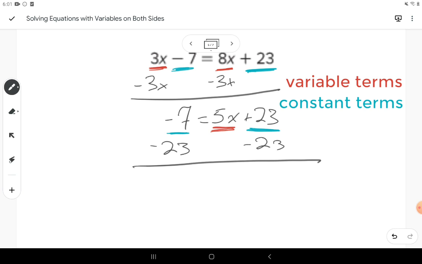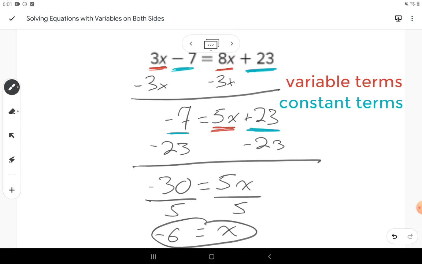-7 minus 23 is -30, which equals 5x. Then we divide by 5 on both sides, just like a one-step equation, and we see that x equals -6. And this should be your answer.